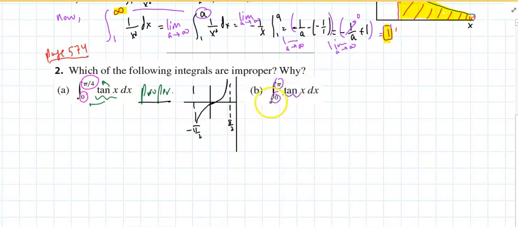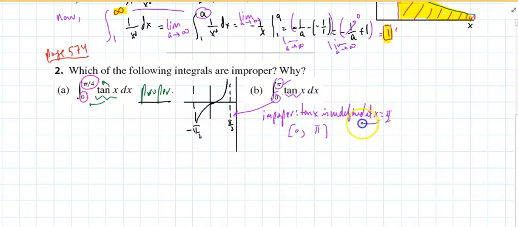Tan. Well, I know that tangent is undefined at pi over 2. And this is running to pi. So this is improper. I can't integrate this by the traditional method. And why is that? Because tangent of x is undefined at x equal pi over 2, which is in the interval from 0 to pi.